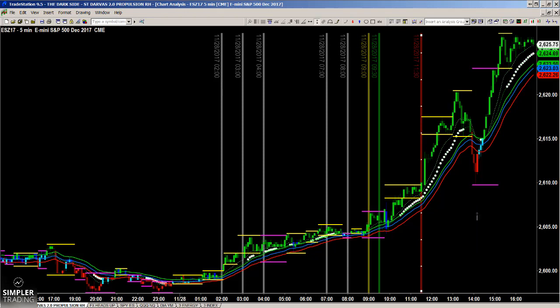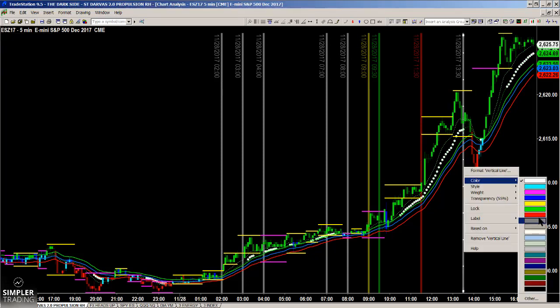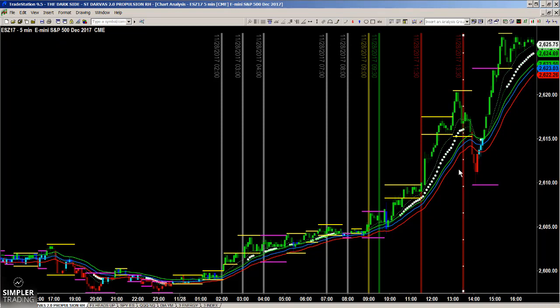And then at 11:30, I recommend not necessarily getting flat, but stop looking for new entries. This is really just a little mini day trading workshop of something we do in the room every day. Between these two lines, I will not look for new trades between 11:30 Eastern and 1:30 Eastern. And then after that, we can start to reassess.